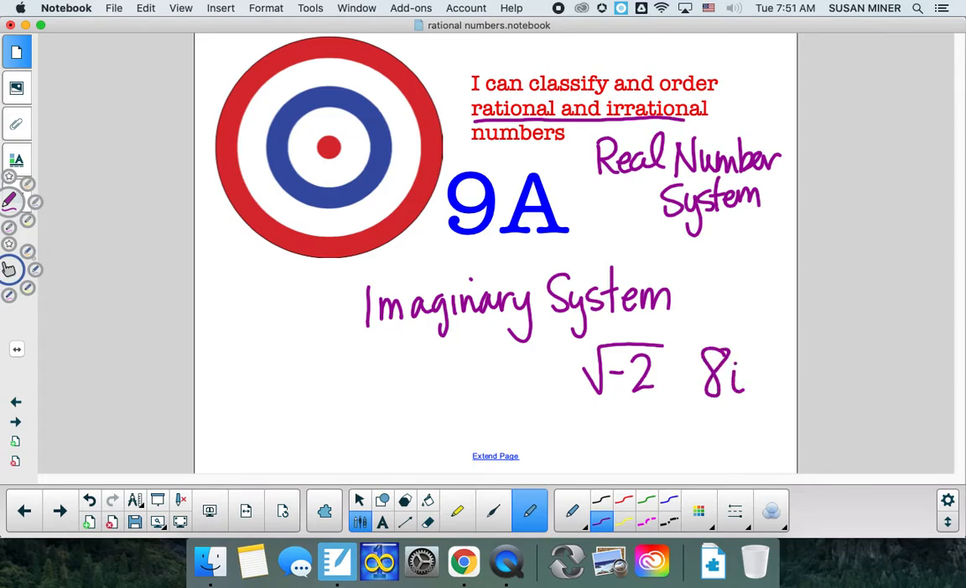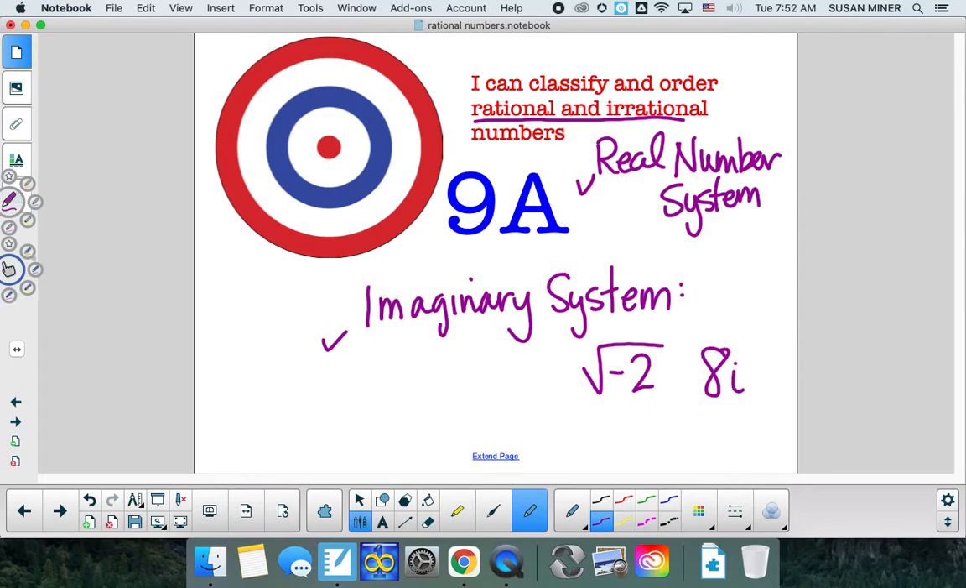We also use the little Greek letter i as an indicator of the imaginary number system. And these are examples of things that I can't calculate using the real number system, but if I switch into the imaginary number system, then I can calculate the square root of -2 and 8i. And so it is another number system that we use in higher levels of math, and you'll talk about that when you get to that point. We will not be using the imaginary number system in this class, but just so you know, there are other number systems.